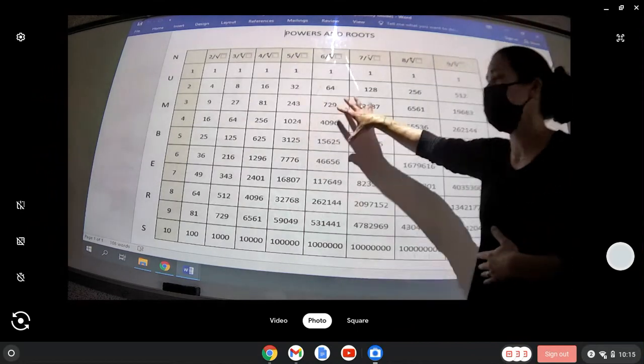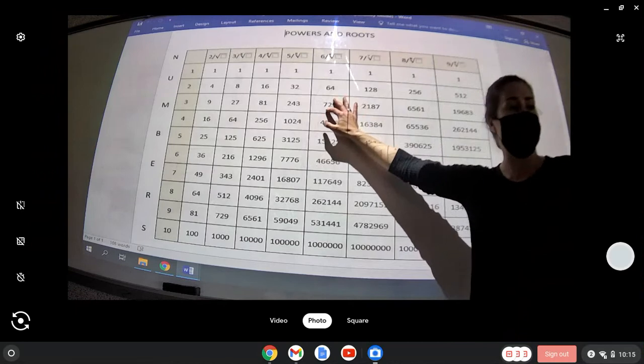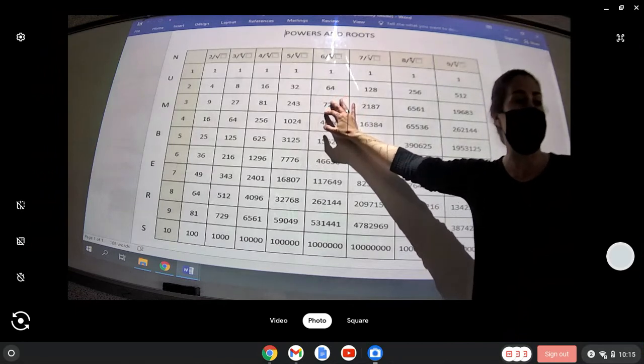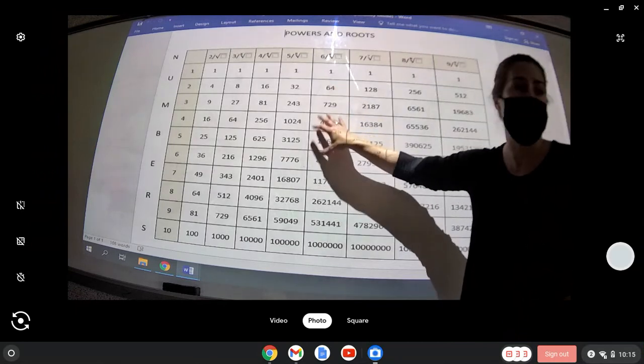I wanted to give everybody this chart. I gave it to everybody in class printed out. I posted it on Google Classroom for at home. I would keep this chart handy.